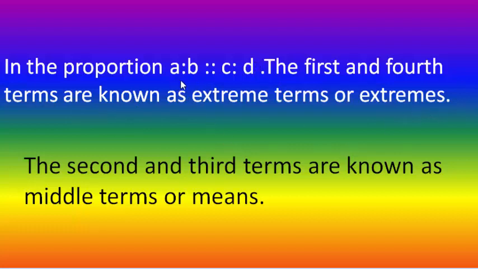In the proportion A is to B is as C is to D, the second and third terms, that means B and C, are known as middle terms or means. B and C are called middle terms or means.